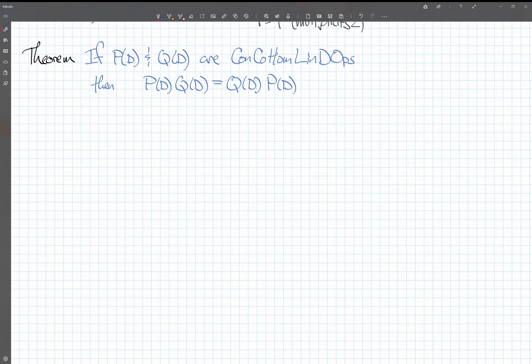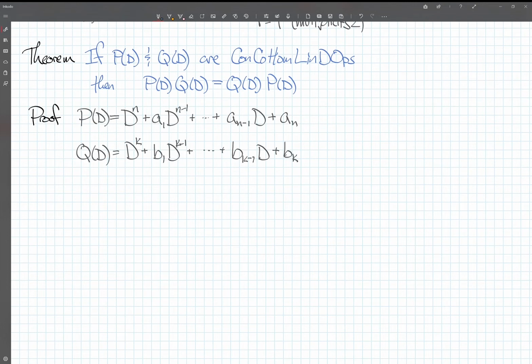they commute with each other. So if I do q first and then I do p, that's the same as if I do p first and then I do q. This is actually extremely easy to write down a proof of. So if I have two of these operators, I'm going to write them out, call the coefficients of p a and the coefficients of q b. We're just going to write out what it means to apply q first and then apply p.